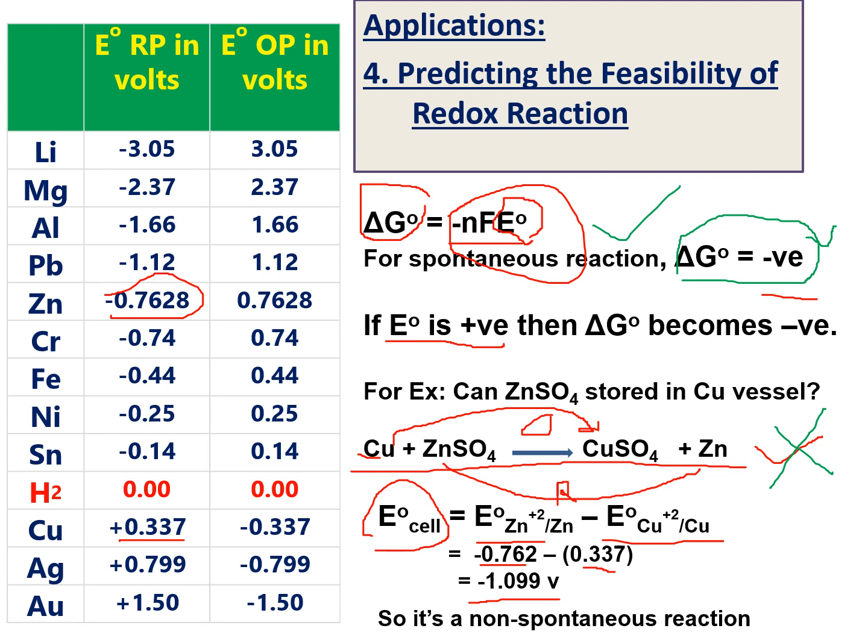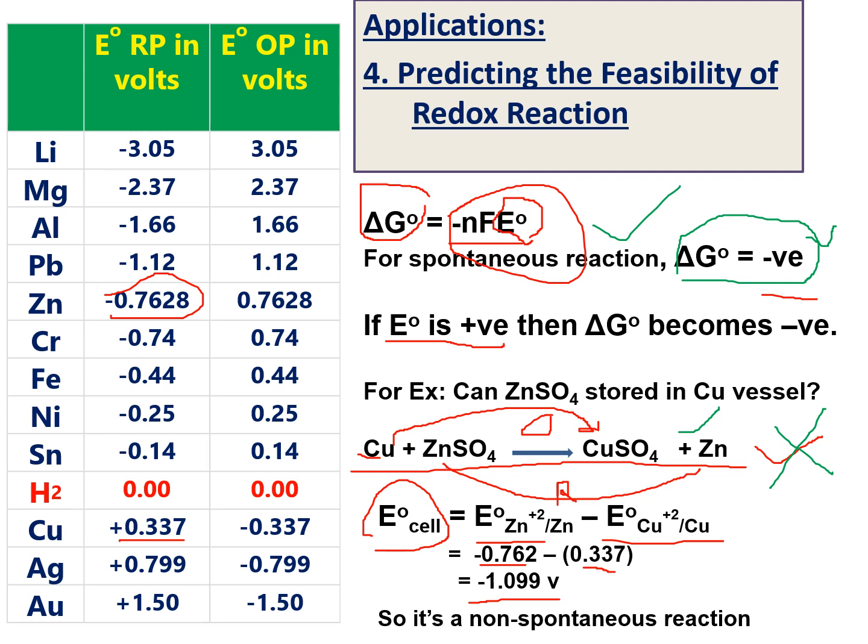That means if you keep copper in zinc sulfate solution, copper doesn't react. Another question like this they can ask: can you store zinc sulfate in a copper vessel? Yes. Why? Because copper will not be destroyed by the zinc sulfate. Copper isn't affected. Why? Because this reaction will not occur. That's why you can store zinc sulfate in a copper vessel.